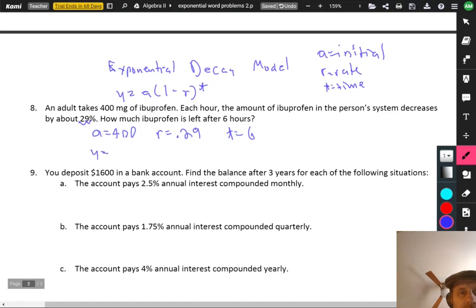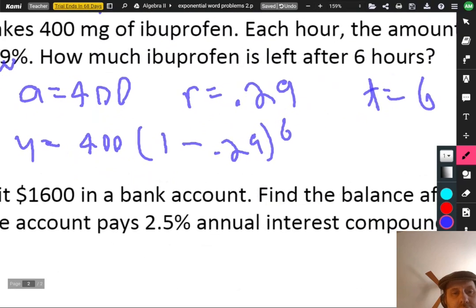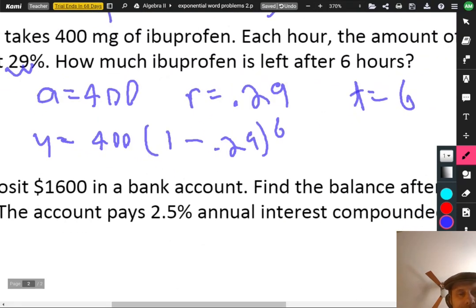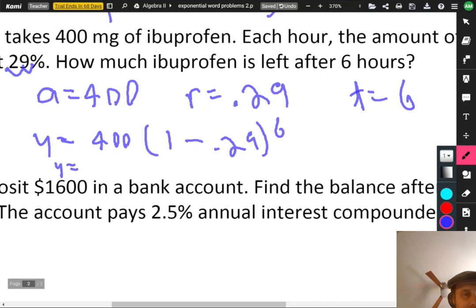Y equals A, which is 400, times 1 minus R, which is 0.29, to the 6th power. Okay, so we're subtracting here. Let's see if I can get more room to write. So that's going to give me y equals 400 times, and 1 minus 0.29 is going to be 0.71, to the 6th power. All right, all good there.